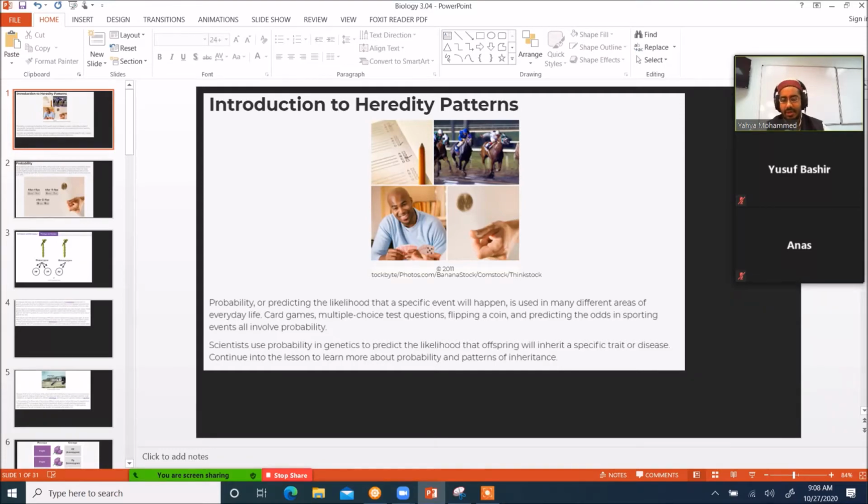All right, so we're going to be talking about heredity. This is basically a continuation of what we talked about last time. Last time we talked about how Mendel used pea plants to explore the basics of genetics, and figured out that you have two different chromosomes and this kind of thing.